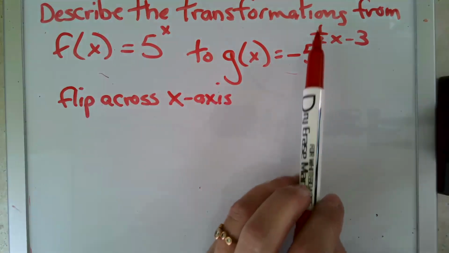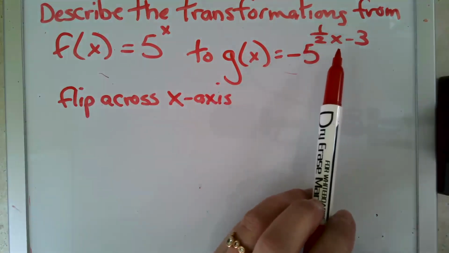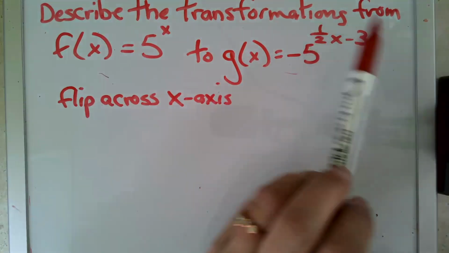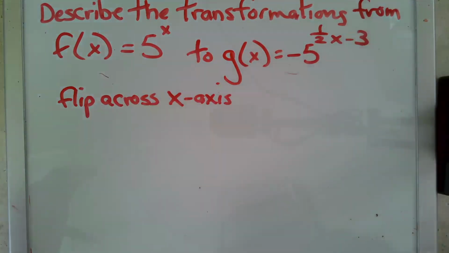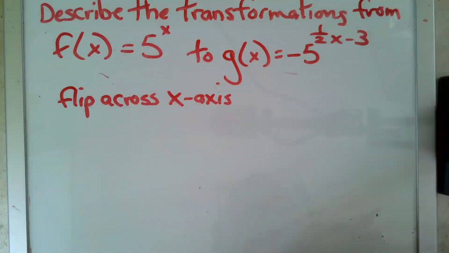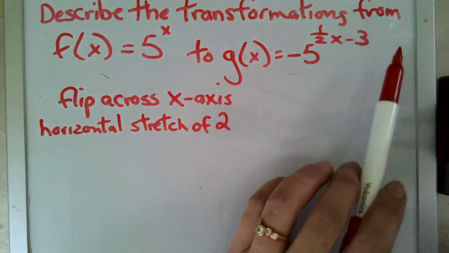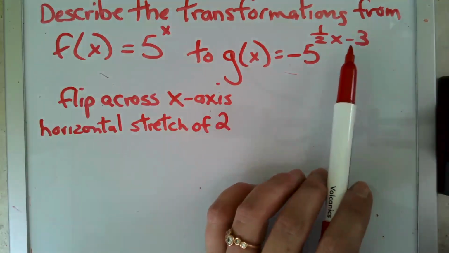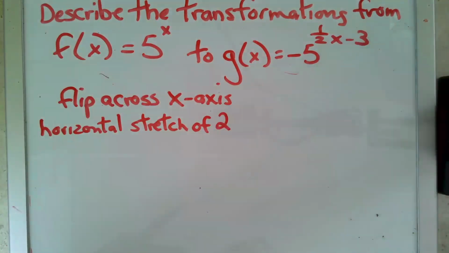The next thing we see is we have a 1/2 attached to our x. Now again, what happens on the horizon is the opposite of how we think. So 1/2 feels like a shrink. It is a stretch. And then finally, we are moving -3. So again, what happens on the horizon is the opposite. -3 feels like it's moving to the left. This is a horizontal shift of 3 to the right.